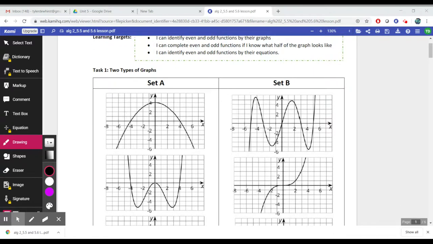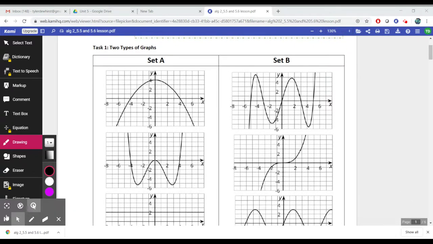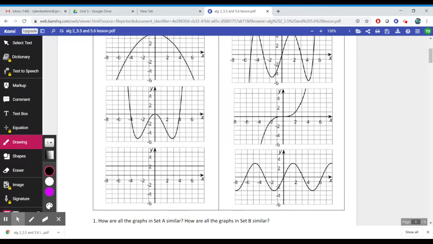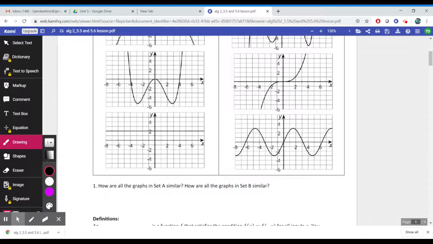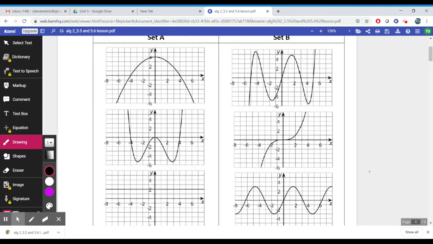So for task one, they give us these two kinds of graphs. They're divided into set A and B for us here. The first question it has for us is: how are all the graphs in set A similar and how are all the graphs in set B similar? So go ahead and pause the video here, take a look at the graphs in column A, the graphs in column B, see if you can come up with any kind of similarities between the two of them.